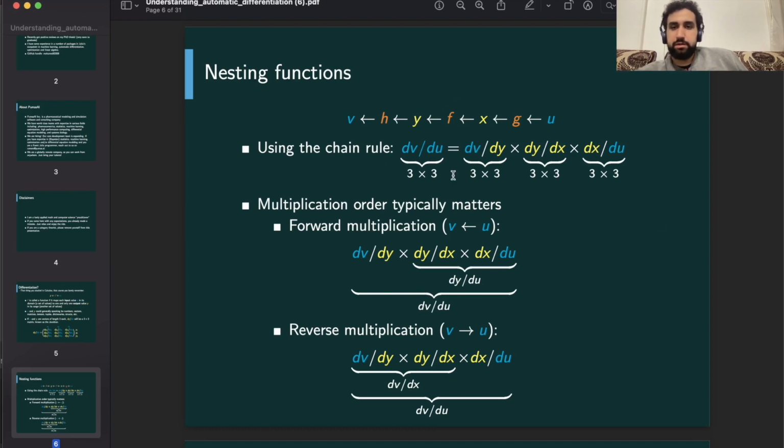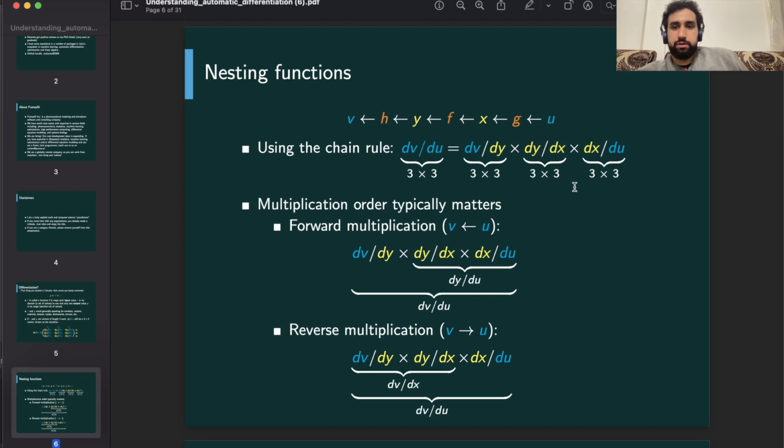So you're just building out this chain of operations, and each one of those terms here is going to be a 3x3 matrix, assuming all of these variables here are of size 3 and just simple 1D arrays of size 3. So typically when you look at this, the multiplication order actually matters, and so you have two ways to evaluate this thing here, this dv over du, right?